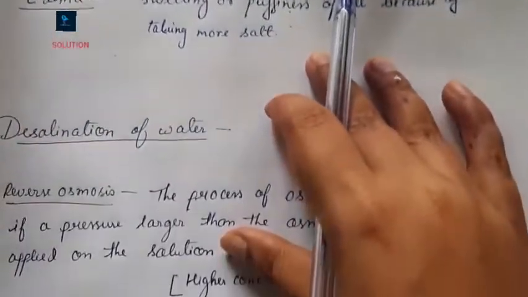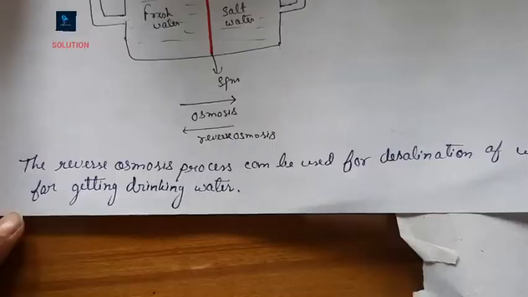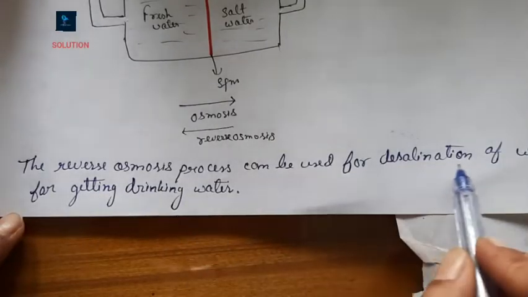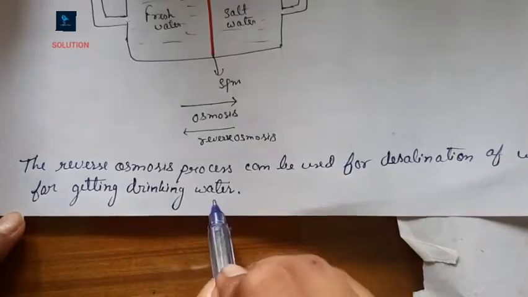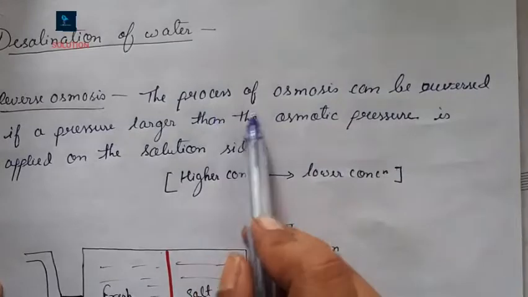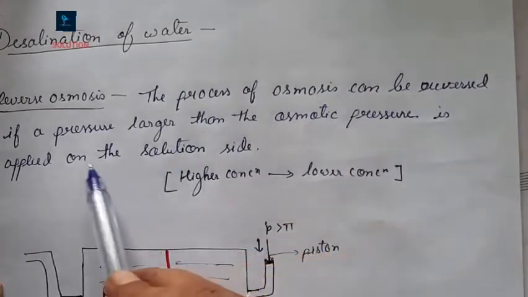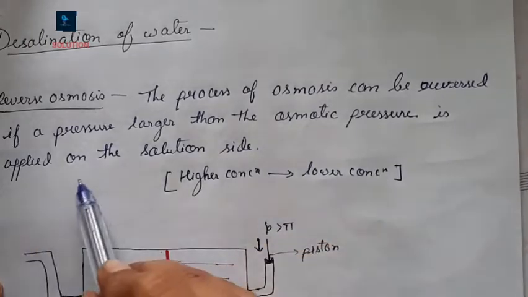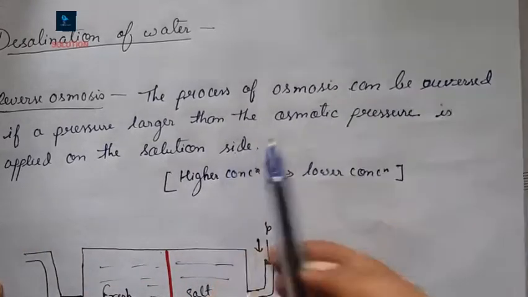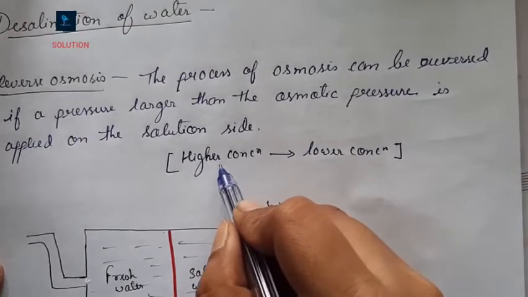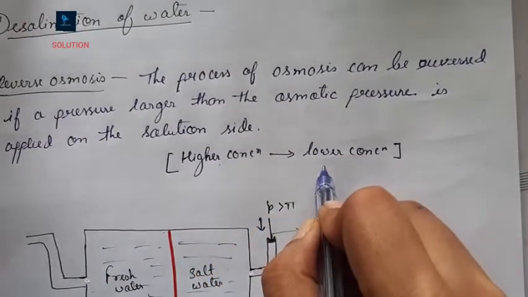Now, desalination of water. The reverse osmosis process can be used for the desalination of water for getting drinking water. Now, what is reverse osmosis? The process of osmosis can be reversed if a pressure larger than the osmotic pressure is applied on the solution side. So what happens? The solvent flows from the higher concentration to lower concentration.